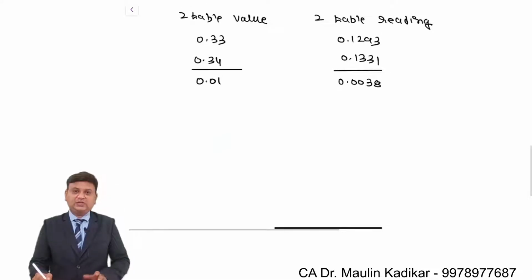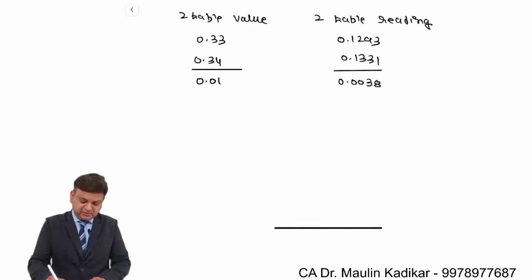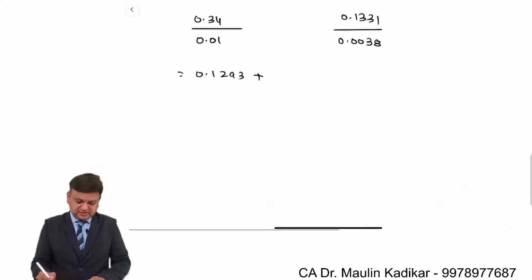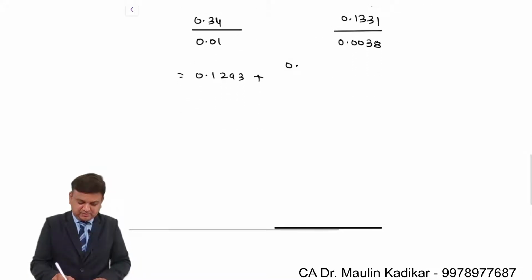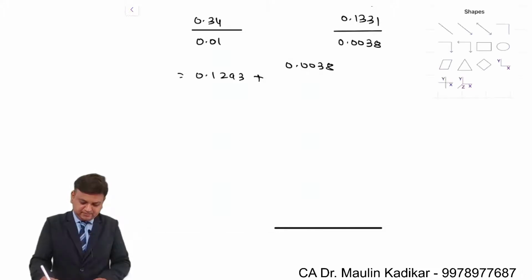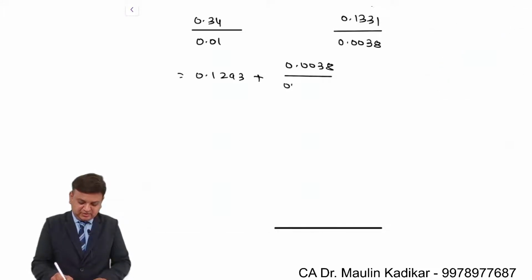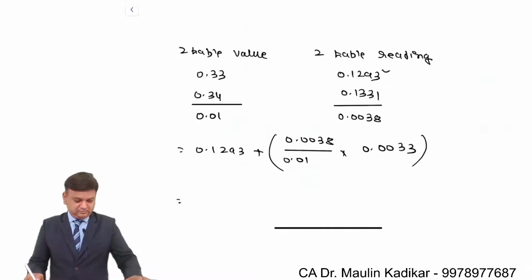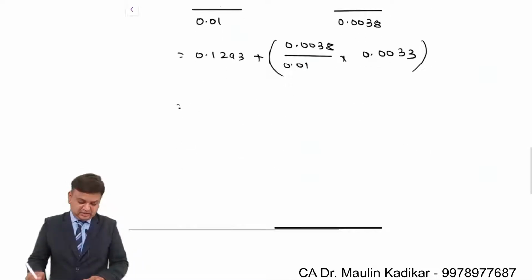Okay. So now again we take the base of this value for doing the answer. So 0.1293 plus 0.0038 upon 0.01 into 0.0033. This is the way we have to take the reading. 0.0038 upon 0.01 into 0.0033, that is 0.0013.